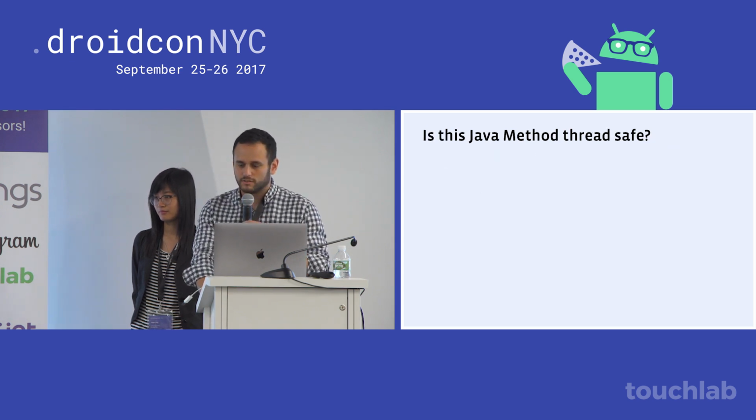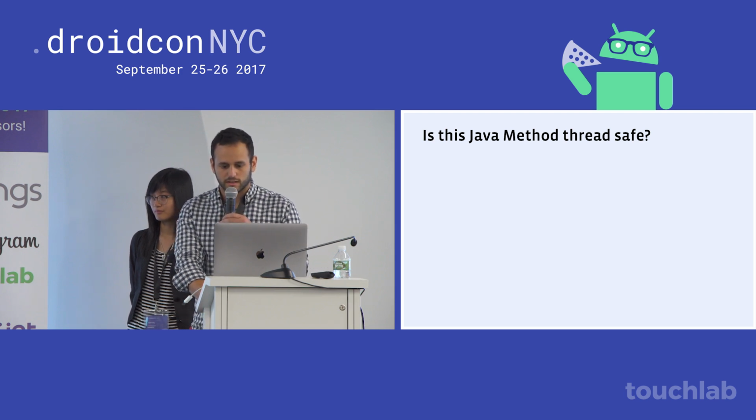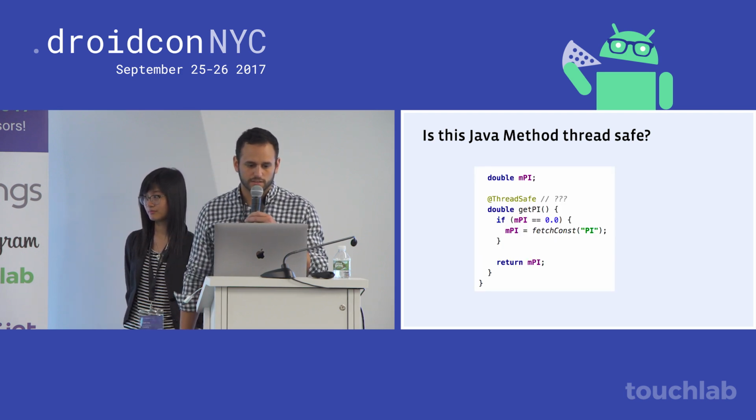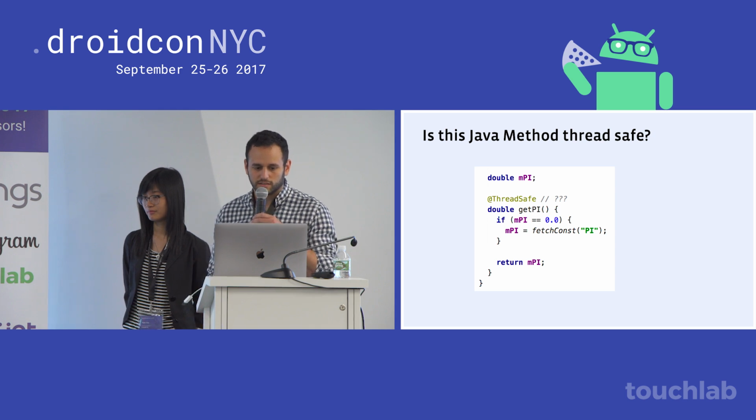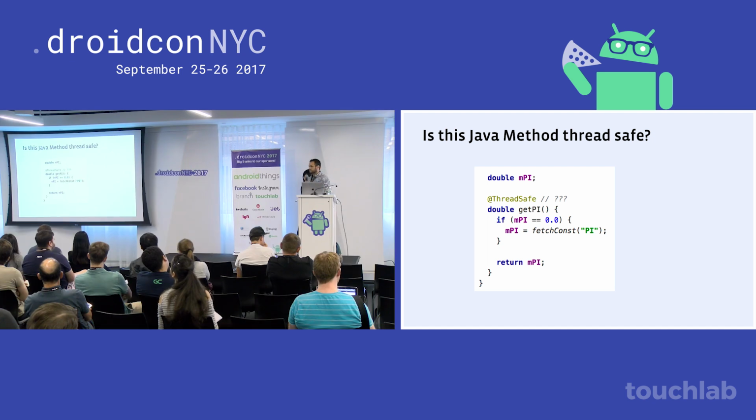So to give an example of what it's like to look for race conditions in the code base, I have the following sample code. And the question is, do you think that this method getPy is actually thread safe? And if anyone knows the answer, you can raise your hand. Yeah, that's correct. Do you know why?